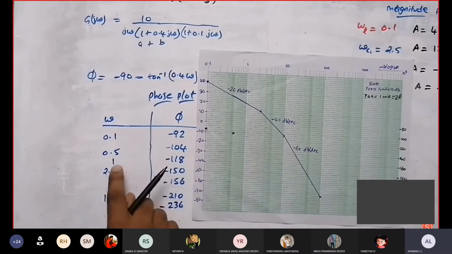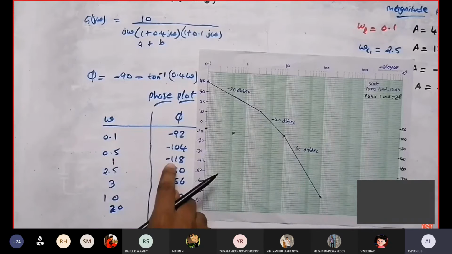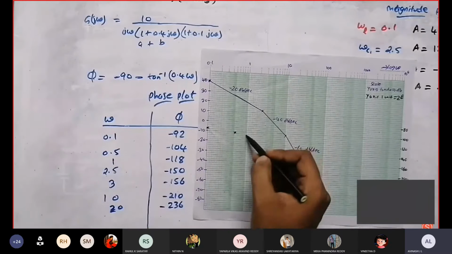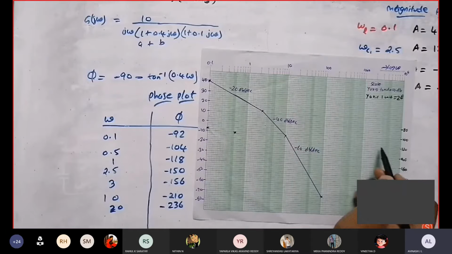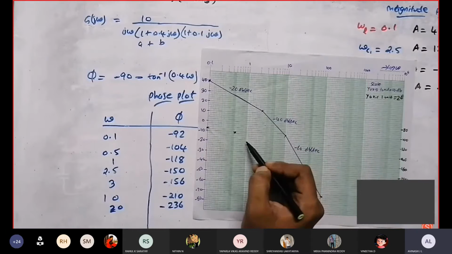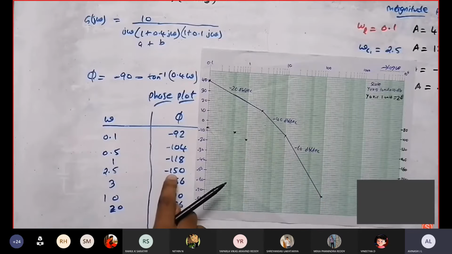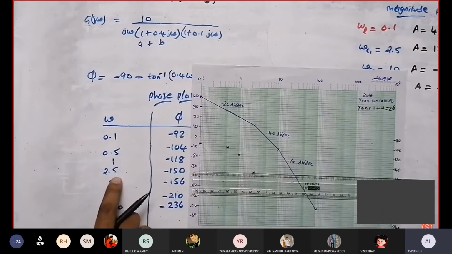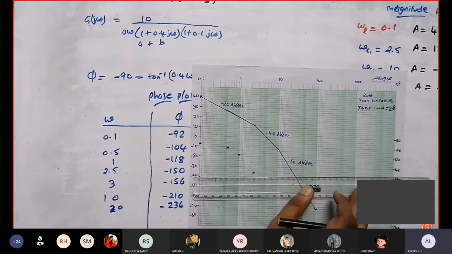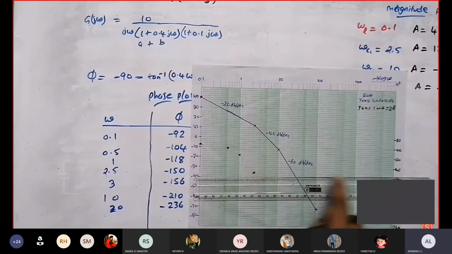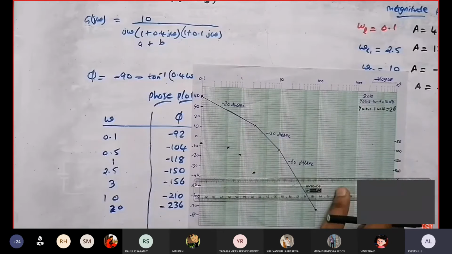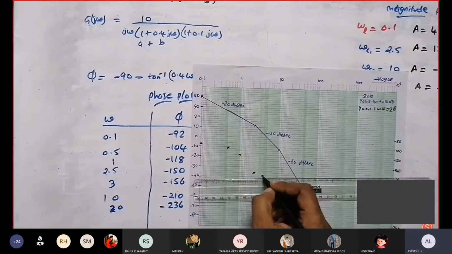Okay. Now at 1, my phase angle is minus 180. 1 is here and my angle is 180. 120 is here, so 180 will be approximately here. You can use a scale for plotting the points. Then at 2.5, my angle is minus 150. Then plot all the points. Now at 3, my angle is minus 156. So 3 is here: 1, 2, 3. 150 is here, so 156 will be approximately here.